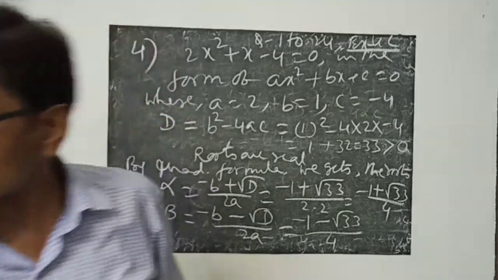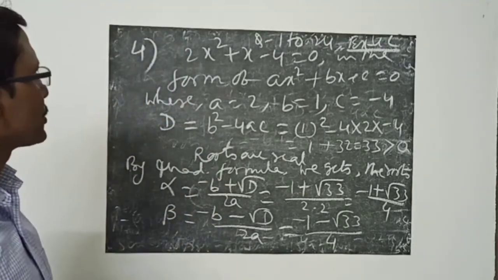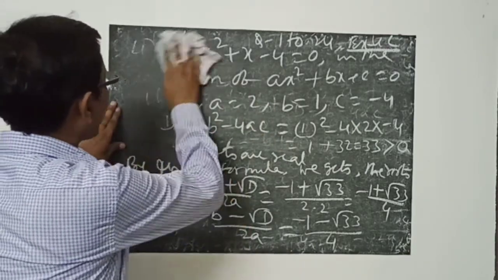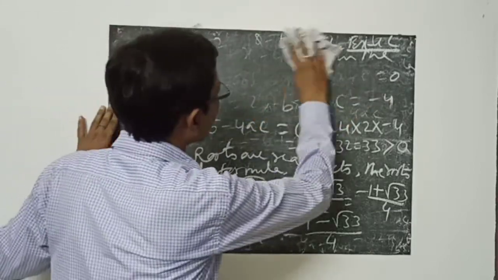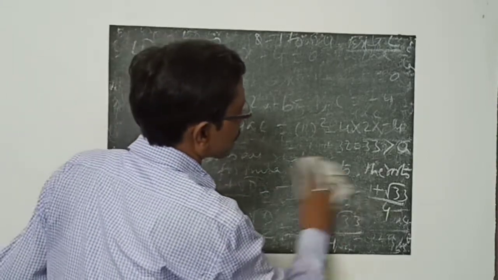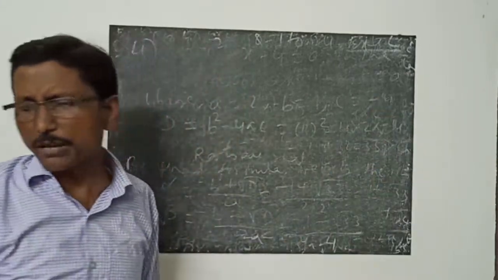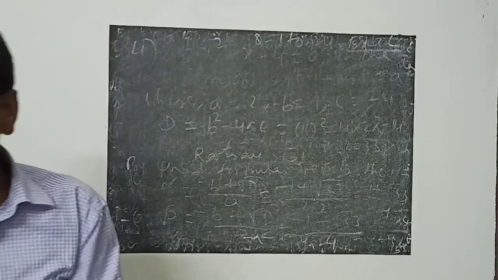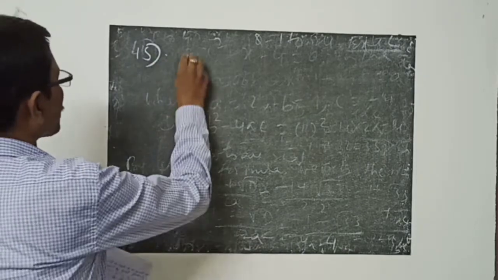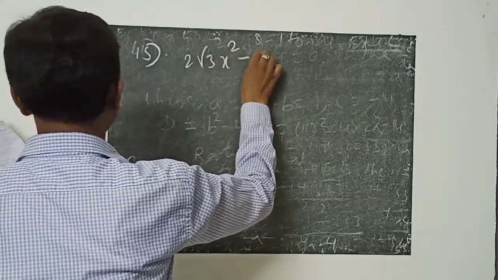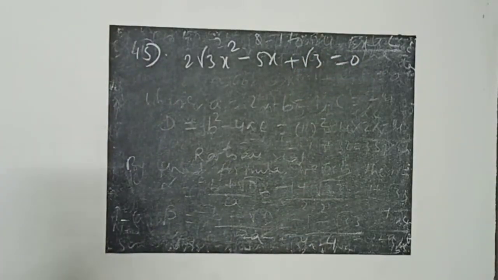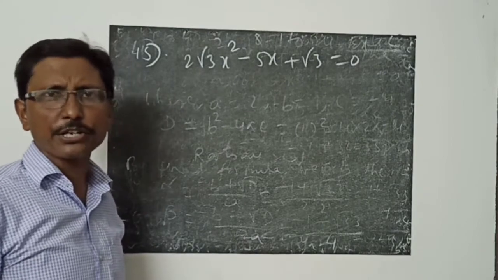In the last class, we discussed the quadratic equation by applying the formula. Now we will go ahead with this, applying the formula to some other questions. Suppose you have a question with roots or letters like a, b, then also we can do it. Just one question, question number 15: 2 root 3 x square minus 5x plus root 3 equal to 0. Like the previous question, we can do this one with the help of the quadratic formula.